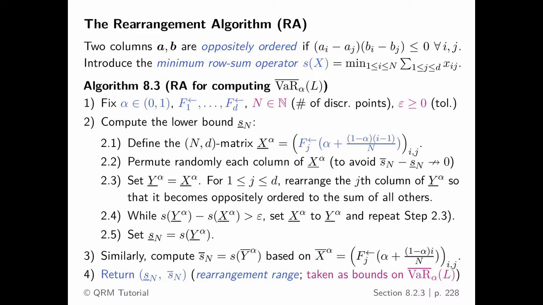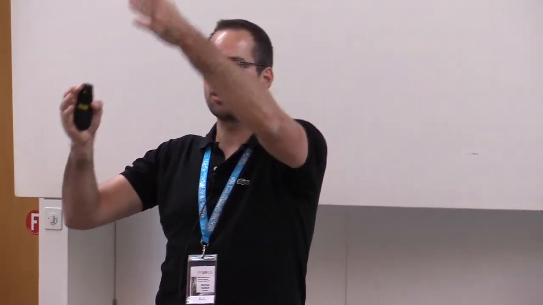And then you need the minimum row sum operator. So you imagine you have a matrix, D columns, and each column represents a discretization of the corresponding marginal distribution. So you always have a capital N by D matrix, capital N being the number of discretization points, capital D being the number of losses. And the minimum row sum operator then just computes the row sums, so essentially the sum of your losses, and picks out the minimum of these capital N many elements.